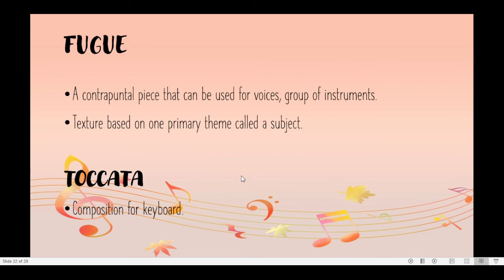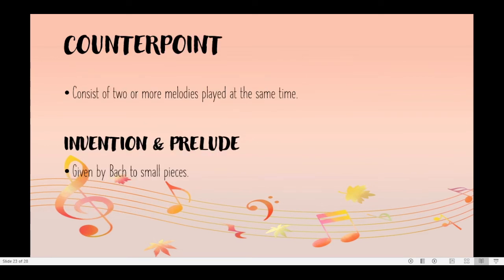When we say toccata, it is a composition for the keyboard instruments that is usually virtuosic, involving fast or difficult playing by the performer. Then we have the counterpoint. It consists of two or more melodies that are played at the same time that establish a harmonic relationship.